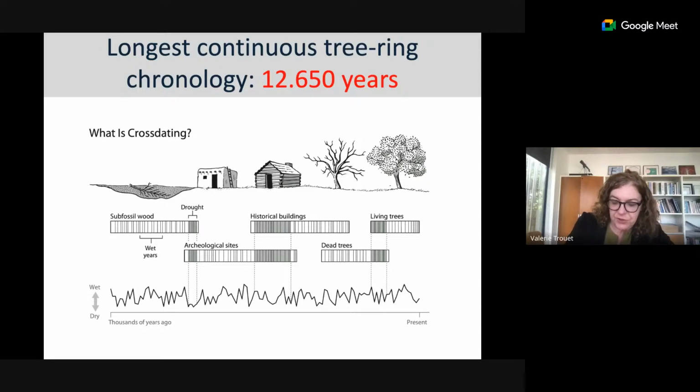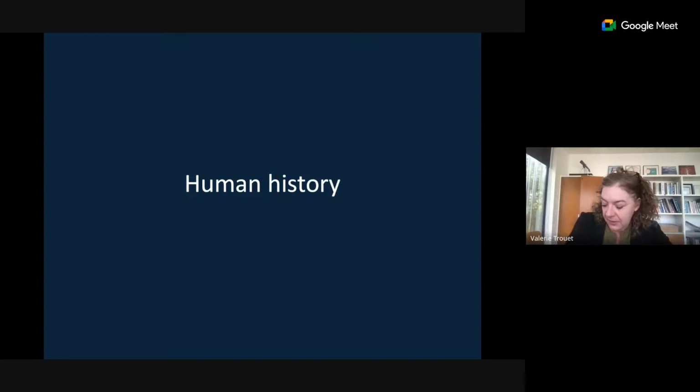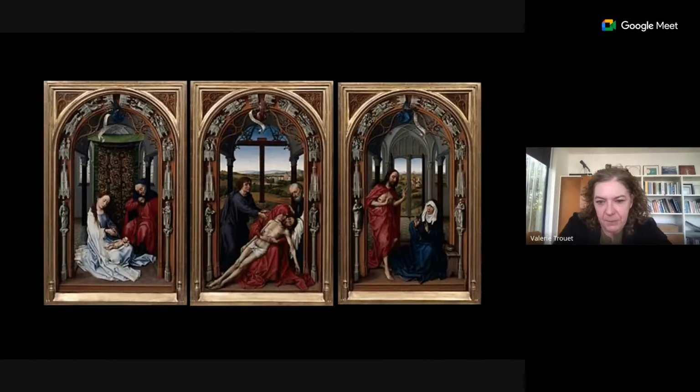First one, I'll be very short. It's not my field of expertise, but I find it a really fascinating application. That's the study of human history. And one example is what you see here. This is the Miraflores triptych from a Flemish primitive, Rogier van der Weyden, who lived from 1400 to 1465. That was his lifespan. Now, many of these medieval artists painted on oak wood panels. So the panels on which this triptych is painted are made of oak wood.